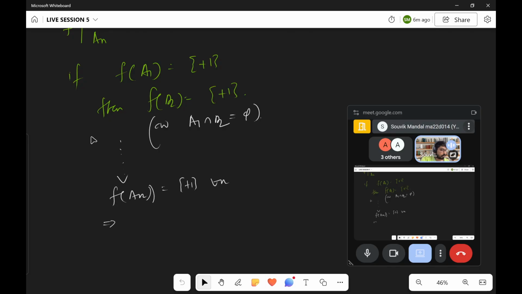That implies that f, which is a function from the union of A_n to plus minus 1, is the constant function. So that's what the argument is. It's almost the same as the previous problem, but anyway, is the argument clear? Please let me know.